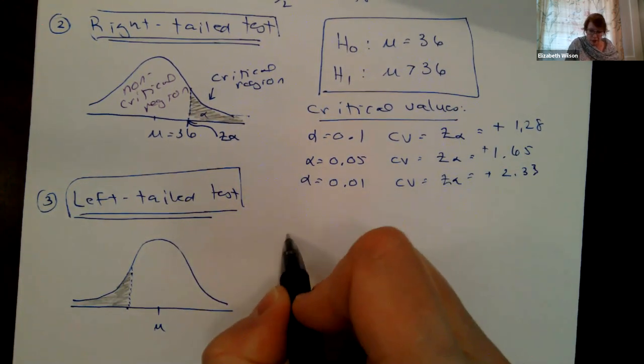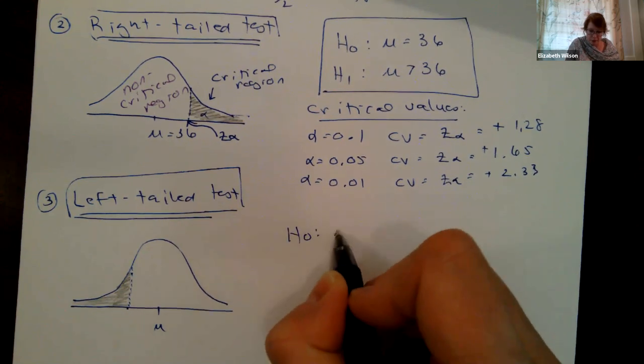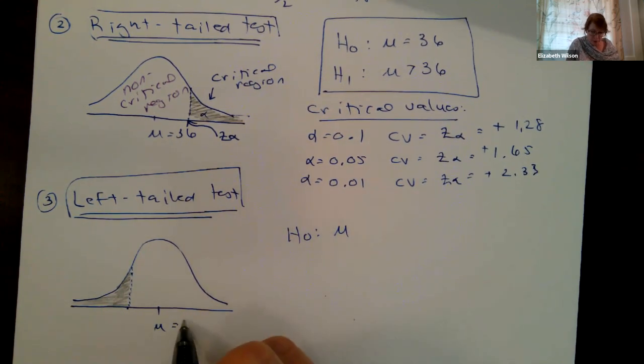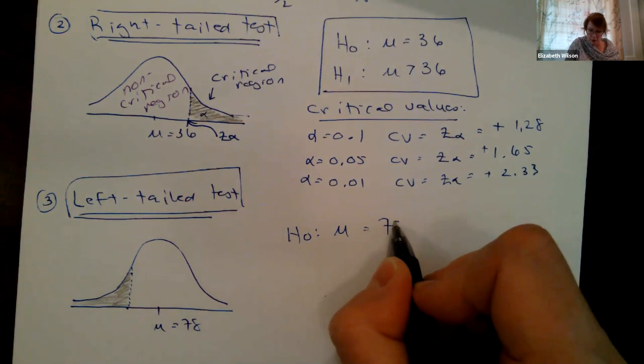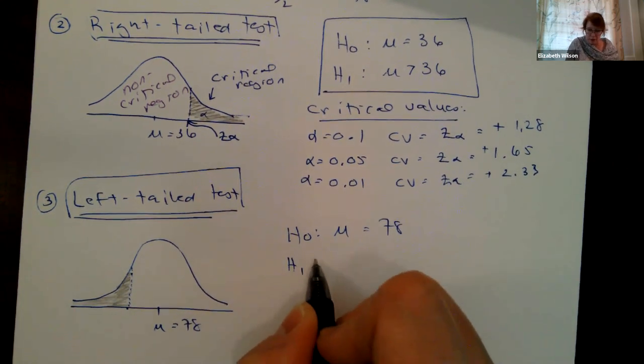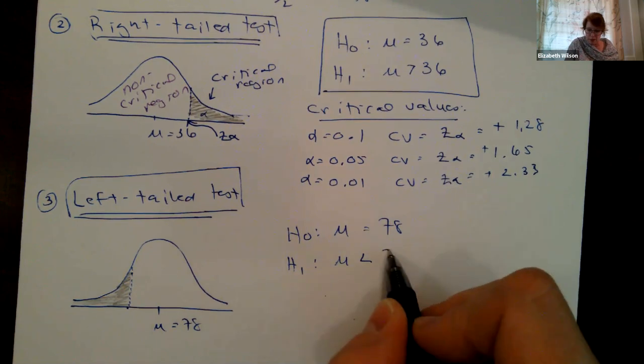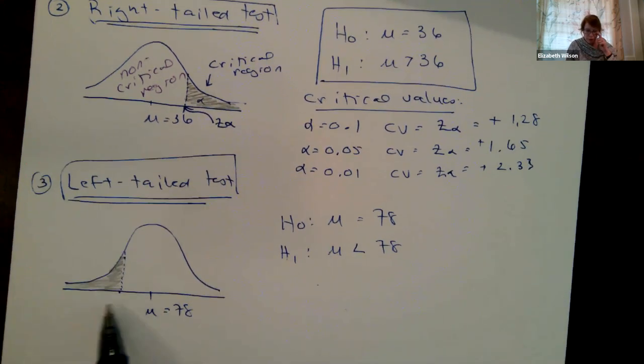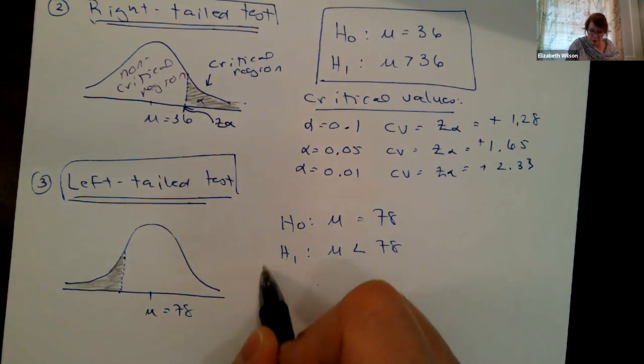Okay, so now what that's going to look like is my null hypothesis, my mean, I can just pick some values. My mean is equal to some value. My alternative hypothesis is that the mean is less than that. Okay, you can see it, right? It's on the less than portion of my graph.